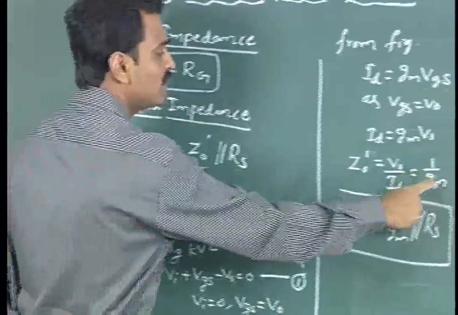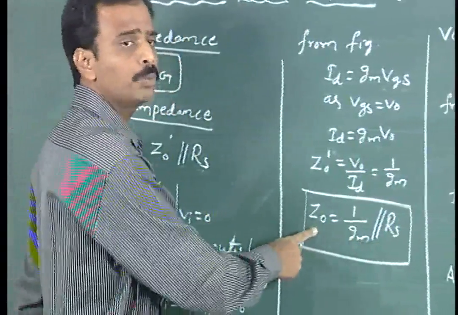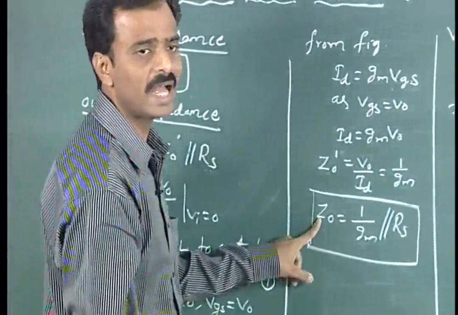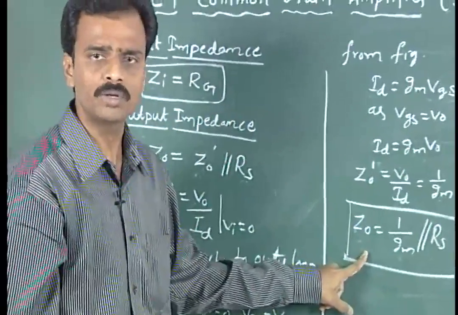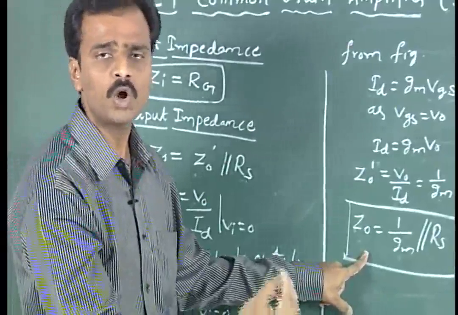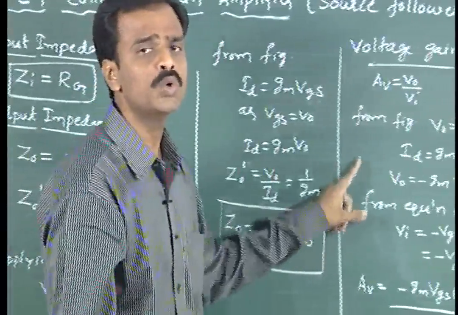So this 1 by gm is in parallel with the RS. This gives the total output impedance of the common drain amplifier. So this is how we can calculate the output impedance by seeing only from the output of the circuit. Next, coming to the third parameter, that is the voltage gain.